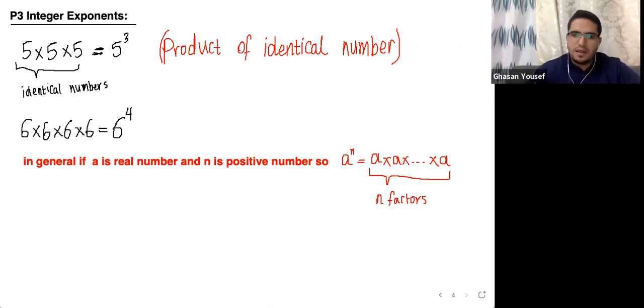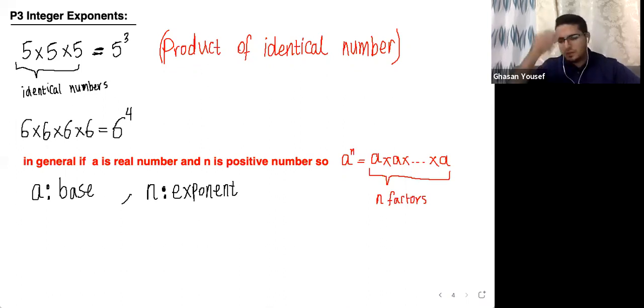Before we go to the example, this A here is called the base, and this n is called the exponent. This is just a definition. So A is called the base and n is called the exponent.